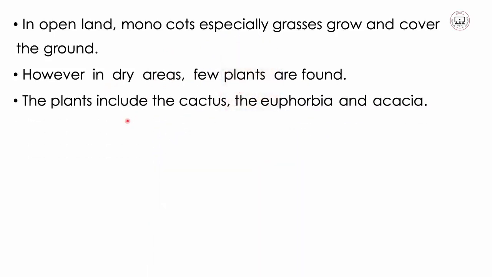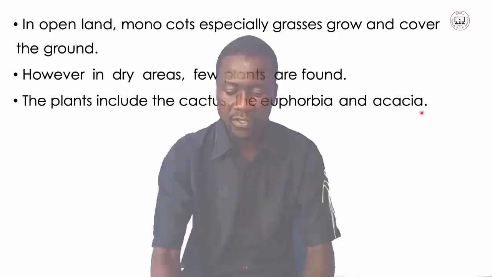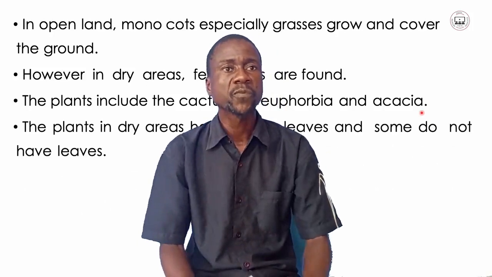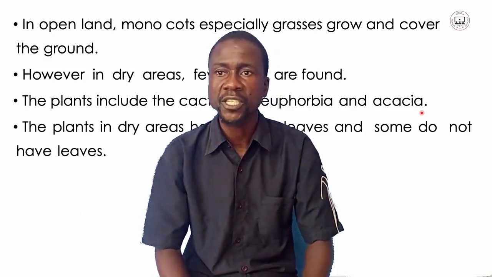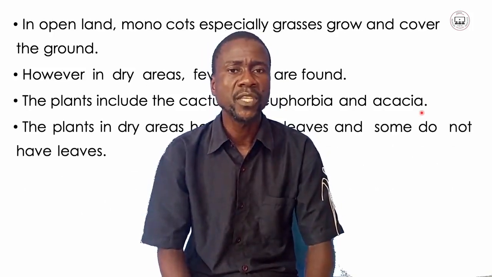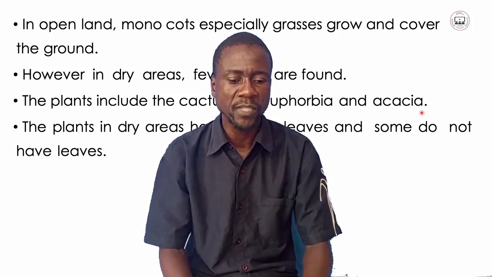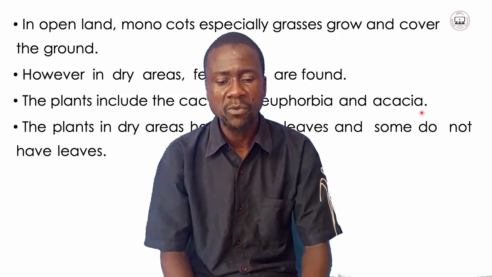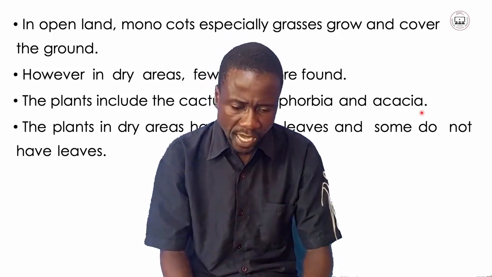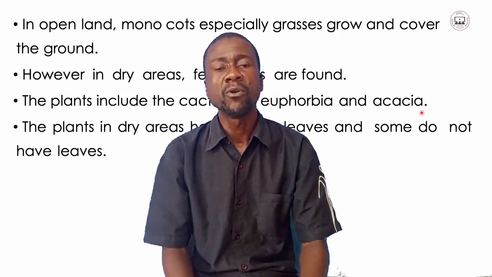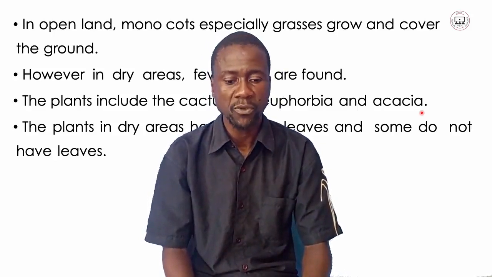The plants which can survive in the dry area are plants like the cactus, the euphorbias, and the acacia plants. Of course, these plants have storage materials because they can keep water for some time. So if the water goes dry, they are able to draw on that water from their storage facilities.